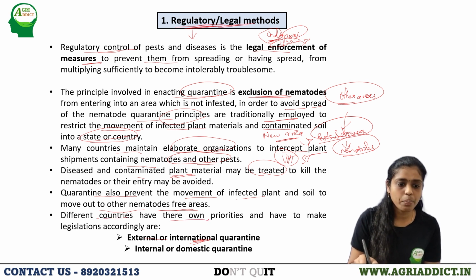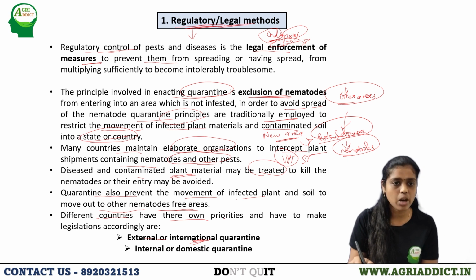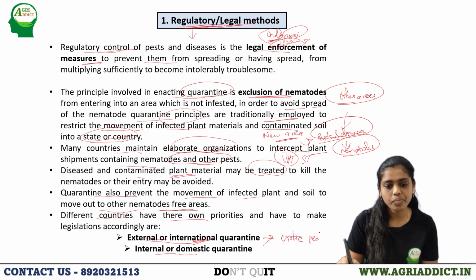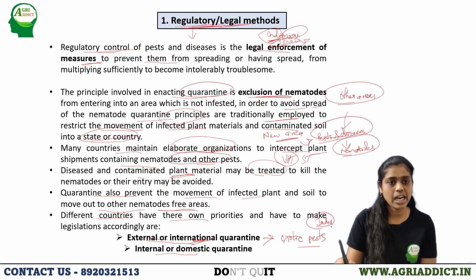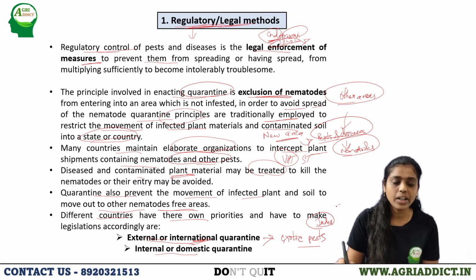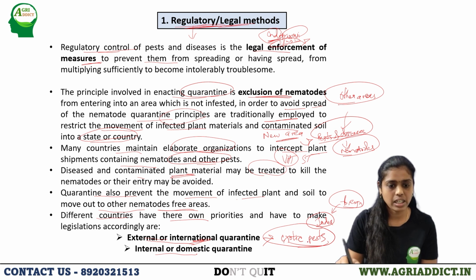Different countries have their own priorities, and the legislations have been described accordingly, like external or international quarantine and internal or domestic quarantine. External or international quarantine mainly prevents the entry of exotic pests. That means if India doesn't have a certain pest, then the entry of certain nematode pests or nematode diseases from foreign countries can be prevented. Like this, we can prevent the entry of exotic pests.